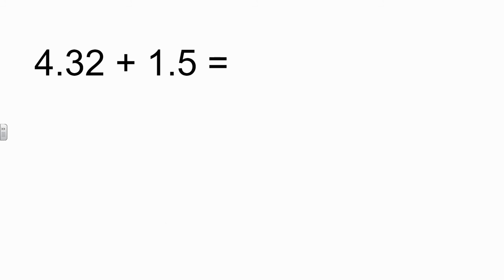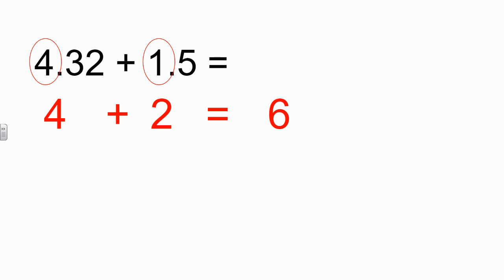So let's say that the problem in the tic-tac-toe box was this: 4 and 32 hundredths plus 1 and 5 tenths. All we're doing is a quick trip to the spa. So we're going to round our decimals to the nearest whole number. This would be about 4, 1 and 5 tenths. The 1 does get a raise. It's about 2. This is an addition problem. Make sure you put the correct symbol because it could be addition or subtraction. And a quick 4 plus 2 is 6. I know the answer will be about 6.